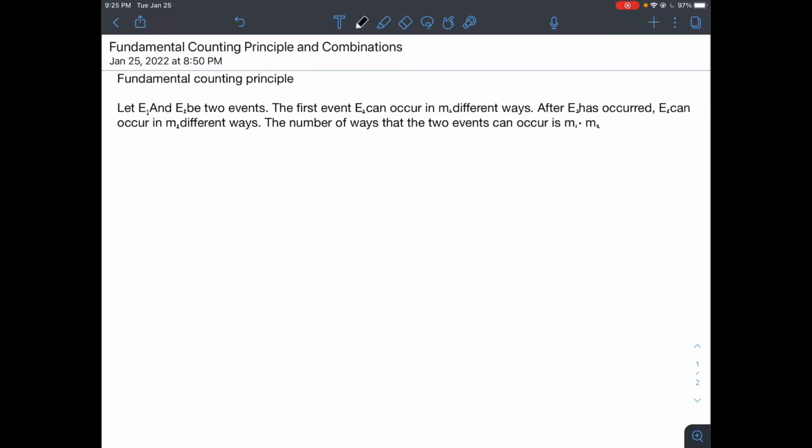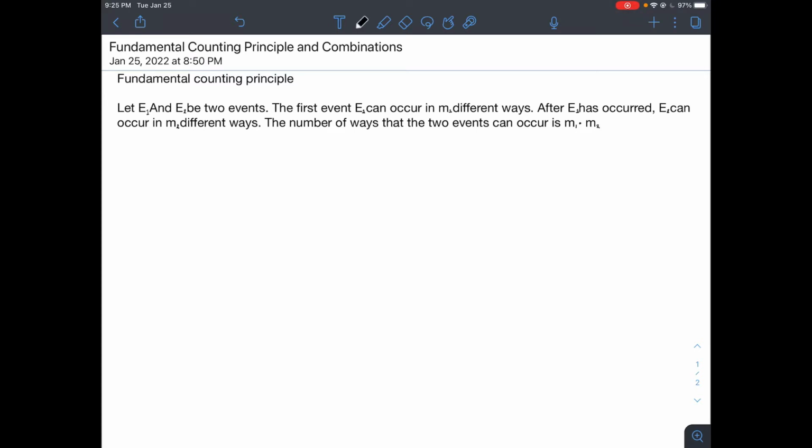So the fundamental counting principle reads, let E1 and E2 be two different events. The first event, E1, can occur in M1 different ways. After E1 has occurred, E2 can also then occur in M2 different ways. The number of ways that the two events can occur is M1 times M2. So this is all a bunch of gibberish, but we're going to put some context in it in a second.